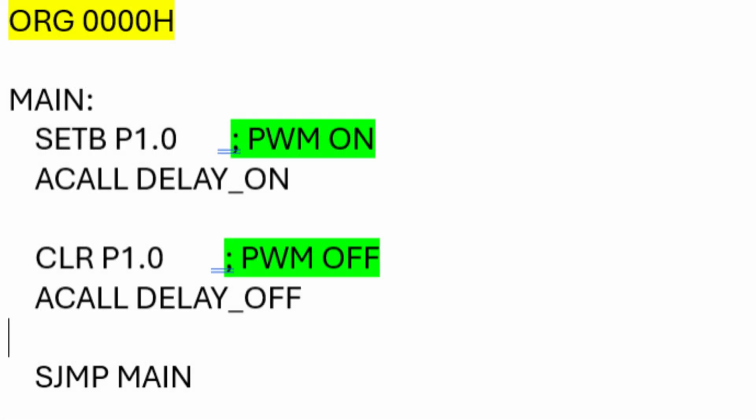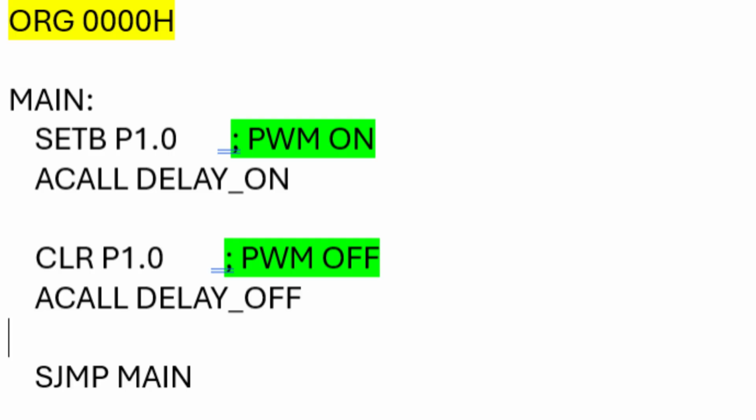This is a small example to give an idea about PWM. Let's start with the first line of the program. ORG 0000H. ORG means origin. 0000H is the starting memory address.